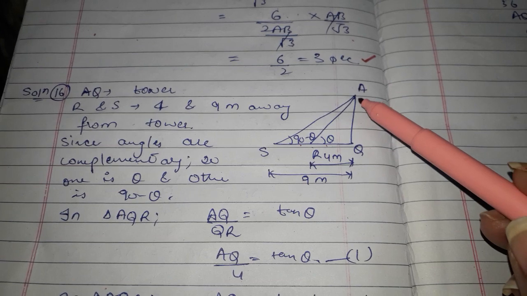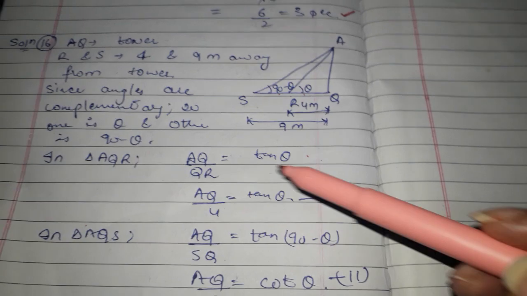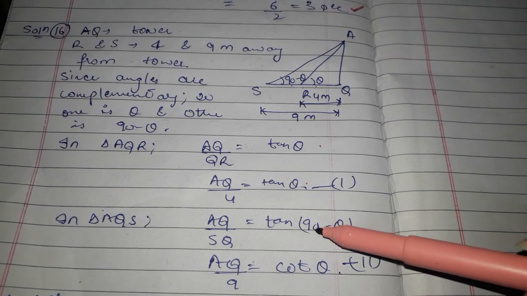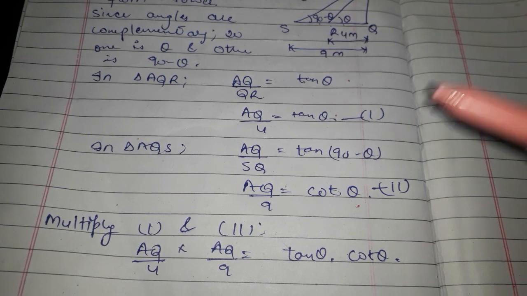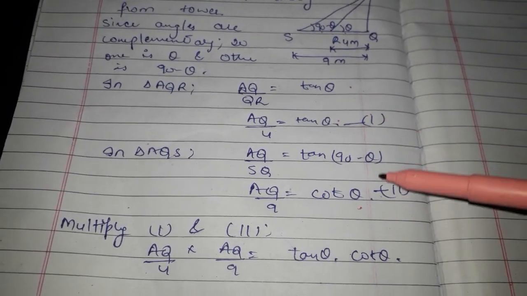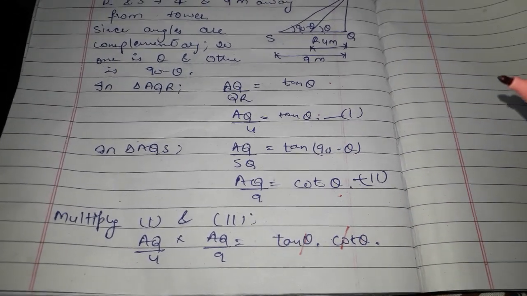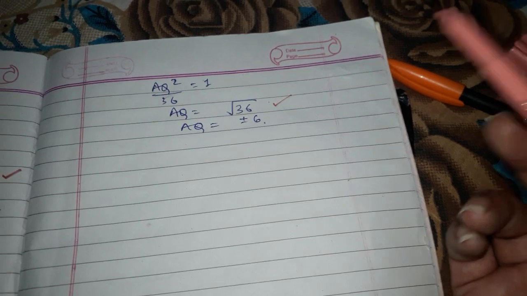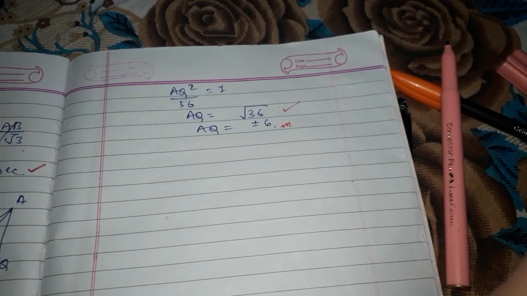In triangle AQR, AQ upon QR is equal to tan theta. AQ upon 4 is equal to tan theta. In triangle AQS, AQ upon SQ is tan of 90 minus theta, SQ is 9, and tan of 90 minus theta is cot theta. We have to multiply both these equations. AQ upon 4 into AQ upon 9 is equal to tan theta into cot theta, which will get cancelled out. It will become AQ square upon 36 is equal to 1. AQ is root 36. Since the length cannot be negative, AQ will be positive 6 meter only. So it is proved.